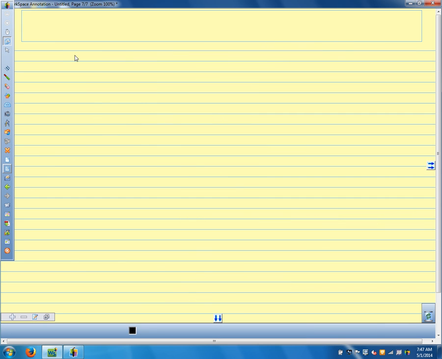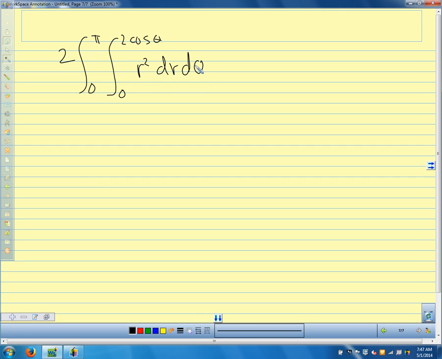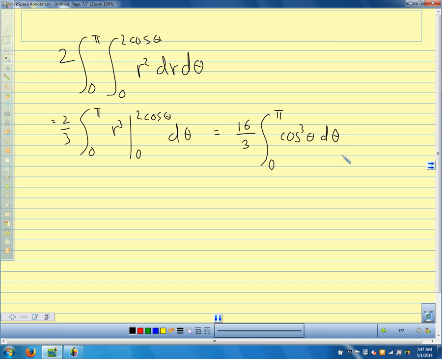So we have 2 times the integral from 0 to pi of the integral from 0 to 2 cosine theta of r squared dr d theta. We're going to evaluate this. We get 2/3 times the integral from 0 to pi of r cubed evaluated from 0 to 2 cosine theta d theta. And when we evaluate that, we get 16/3 times the integral from 0 to pi of cosine cubed theta d theta. Now we need to think about this.